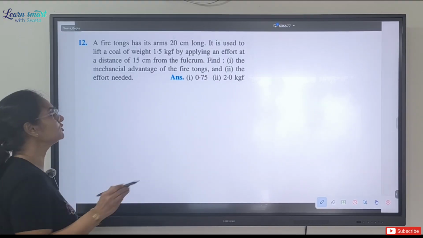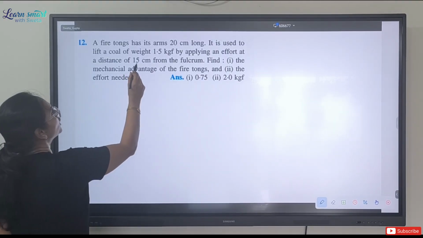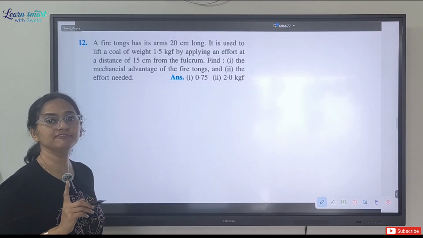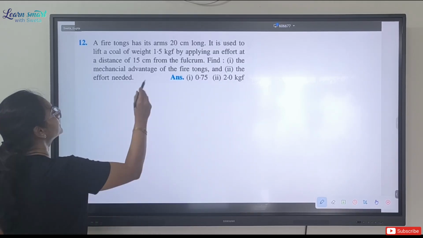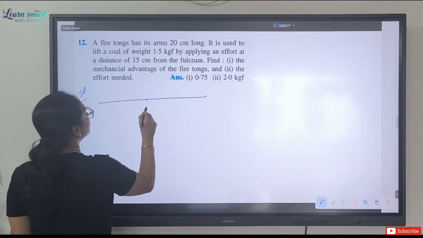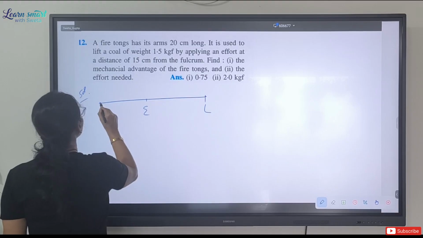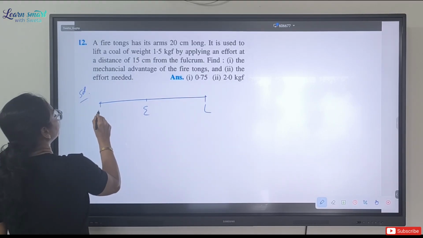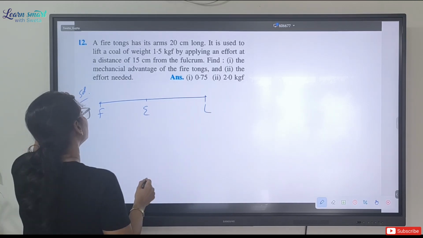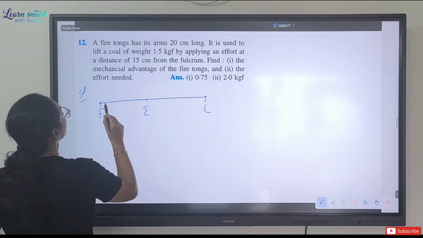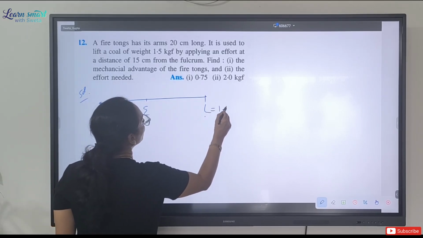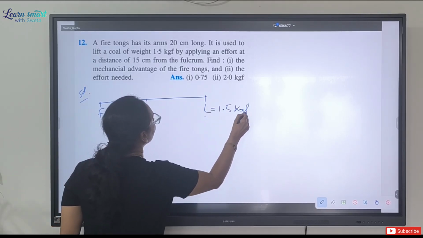Now this is the last question, question number 12. A fire tongs has its arms 20 centimeter long. Now we have to remember that fire tong is a class 3 lever. So we will first draw and we will write effort in the middle. One side is load, another side is fulcrum, because it is a class 3 lever. Fire tong has its arms 20 centimeter long. It is used to lift a coal of weight 1.5 kgf. So load is 1.5 kgf.